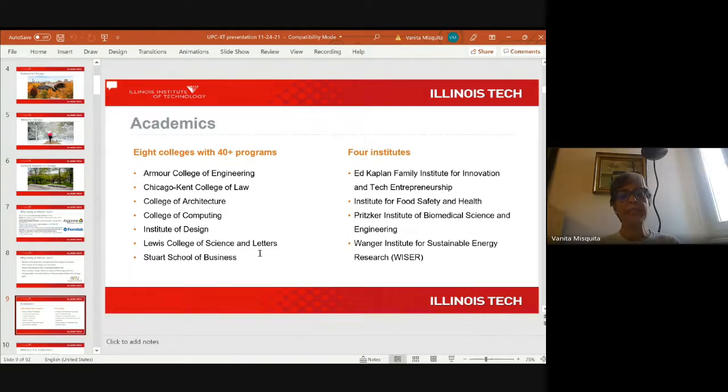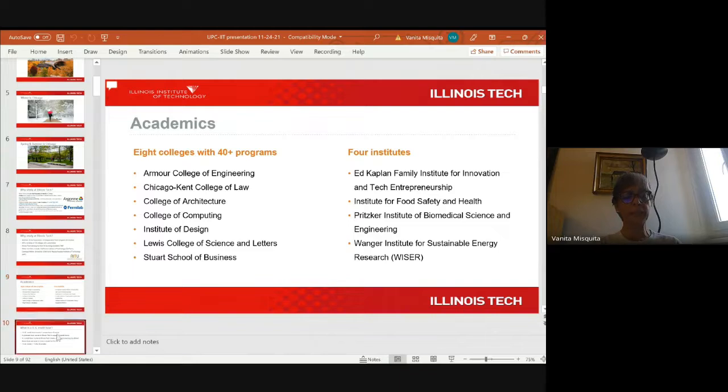If you're interested in any master degree programs with a business approach, then you need to look at the Stewart School of Business. Again, you can choose any of the master degree programs offered by any of the departments, as long as your school approves the master's degree you choose to study at Illinois Tech.